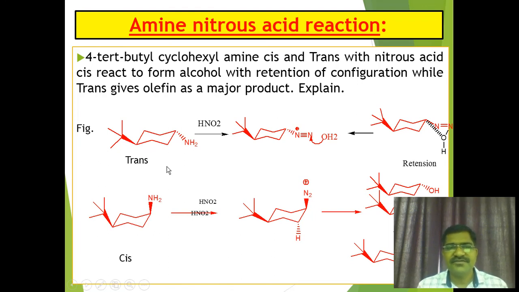Simply, what is the question here? 4-tertiary butyl cyclohexyl amine, two isomers are given, trans isomer and cis isomer. The trans isomer gives retention of configuration, and the cis isomer gives the elimination product.